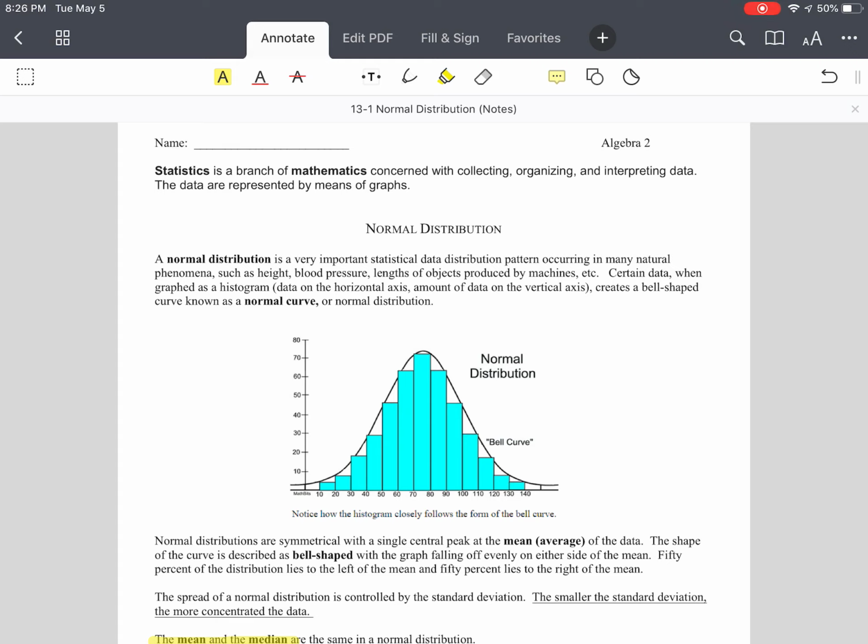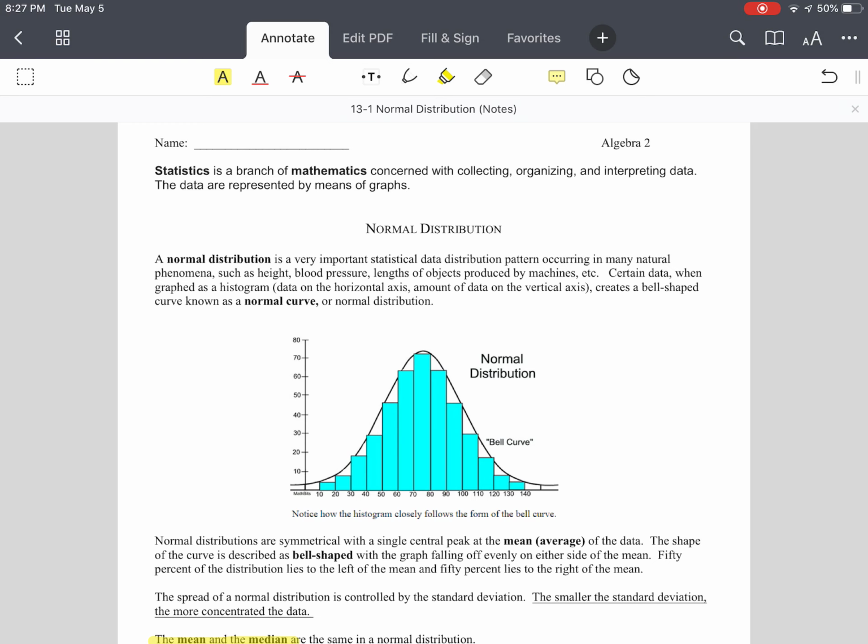So the normal distribution is a very important statistical data distribution pattern. It occurs in many natural phenomena. So we use this a lot in things such as height, blood pressure, lengths of objects produced by machines. It's also used for standardized test scores like SATs or ACTs. So certain data, like height, blood pressure, SAT scores, when graphed as a histogram, create a bell-shaped curve. And we call that the normal curve or the normal distribution curve. And it looks like what's on your screen.